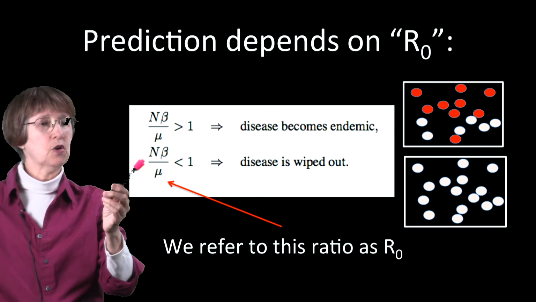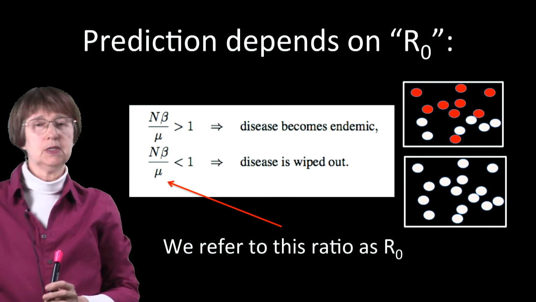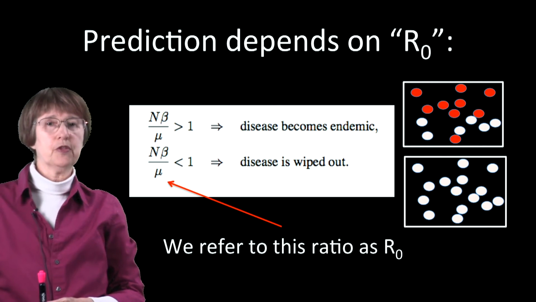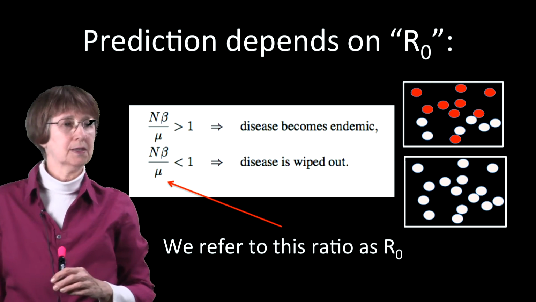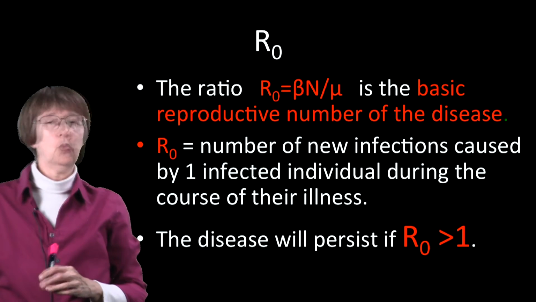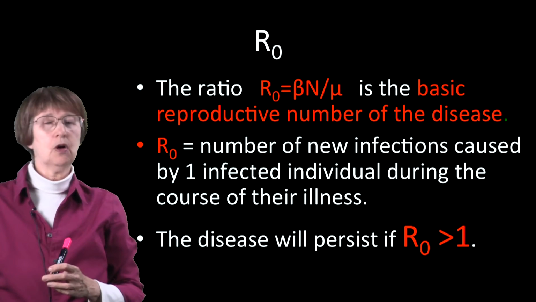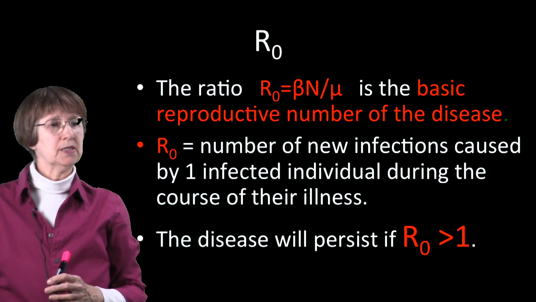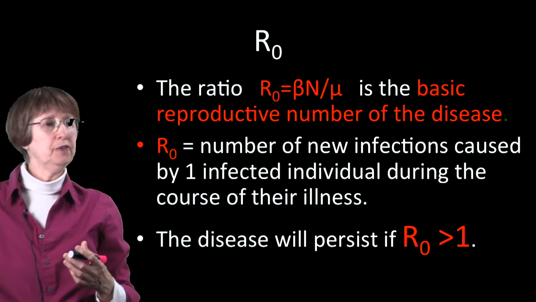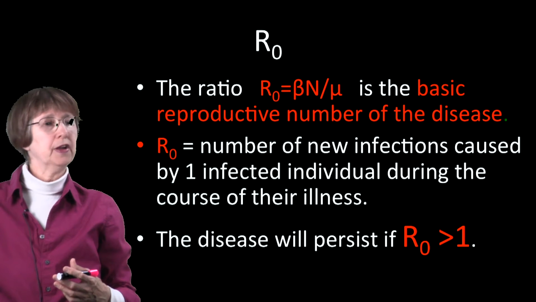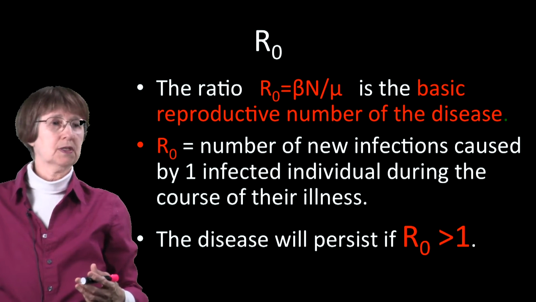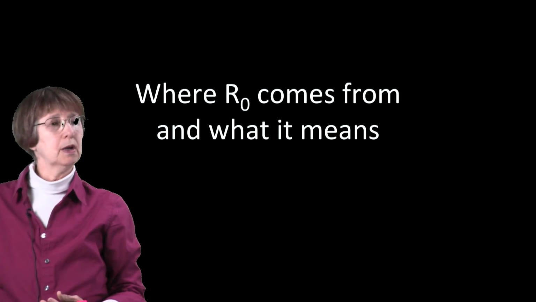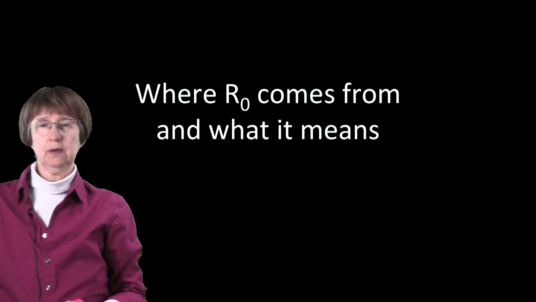When the ratio of this constant is less than 1, the disease will be wiped out and everybody will return to health. We will refer to this ratio of constants as R0. What is R0? R0 is called the basic reproductive number of the disease. R0 is basically equal to the number of new infections caused by one infected individual during the course of their illness. Now, let's talk a little bit about where R0 comes from and how we can understand what it means.